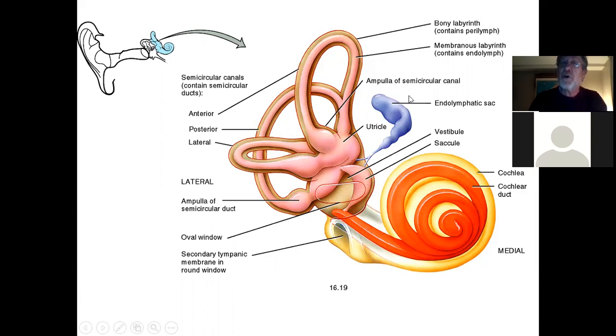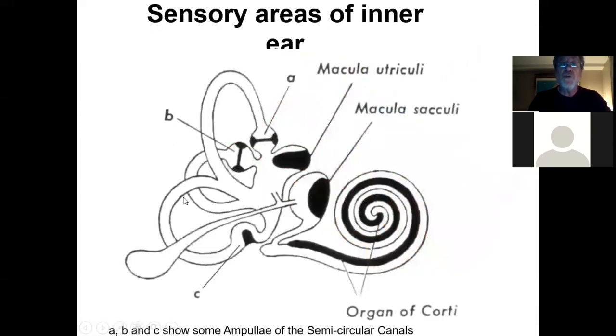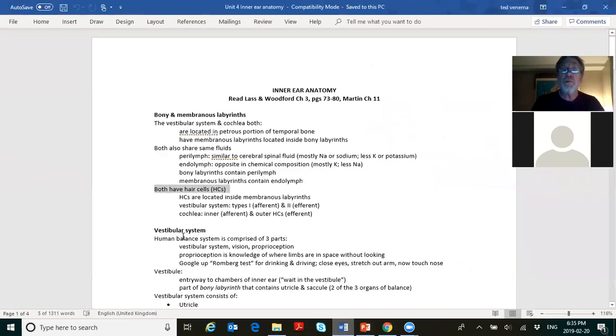Again, the balance organs are this top area I am circling. The hearing system is the cochlea. Hearing and balance are together. So now let's look at our notes and see where we are. The vestibular system is called the balance system. The vestibular system and cochlea both are located in the petrous portion of the temporal bone. Both have membranous labyrinths located inside bony labyrinths. Both also share the same fluids, perilymph and endolymph.